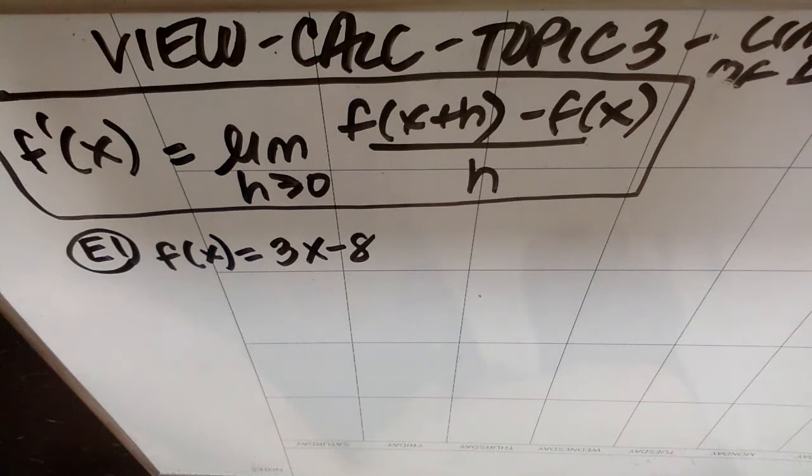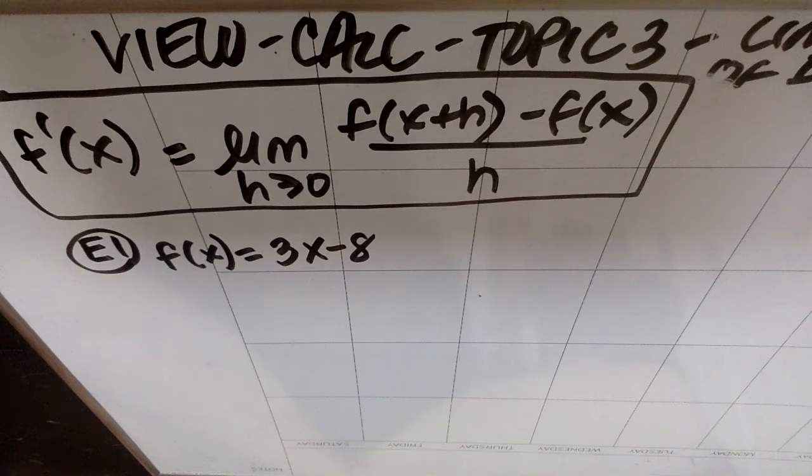This is VU Calculus. We're doing topic 3, which is the limit definition of a derivative. And we're in the second part of this video series, and we're going to go ahead and do example 1. So, as a reminder, the limit definition of a derivative is f prime of x equals the limit as h approaches 0 of, in the numerator, f of x plus h minus f of x, and in the denominator, h.